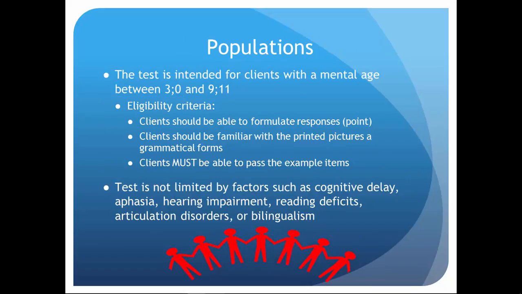The test is set up to be used with clients with a mental age of approximately 3 years old to 9 years and 11 months. The eligibility criteria include the fact that the child should be able to formulate responses via pointing at a picture. The child should be familiar with printed pictures and with grammatical forms, and the child must be able to pass the example items. A child who can't pass these should not have the test administered to them. The test is not limited by factors such as cognitive delay, aphasia, hearing impairment, reading deficits, articulation disorders, or bilingualism.